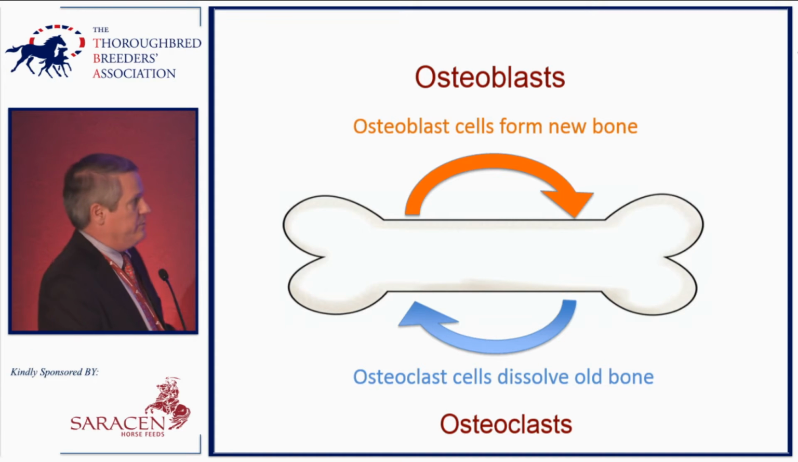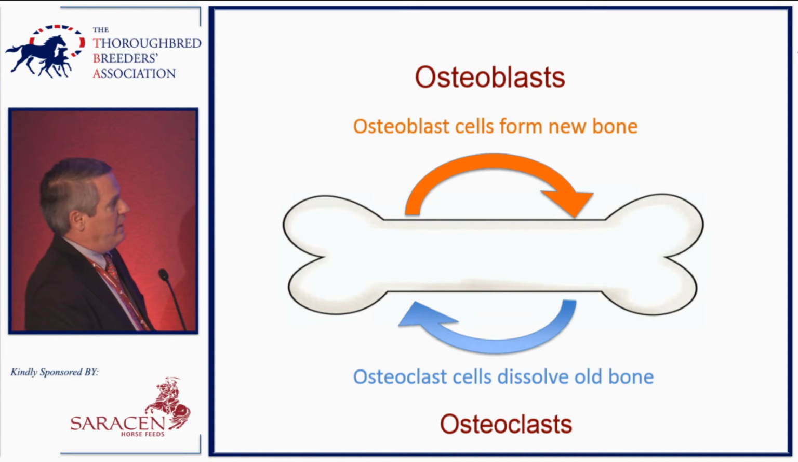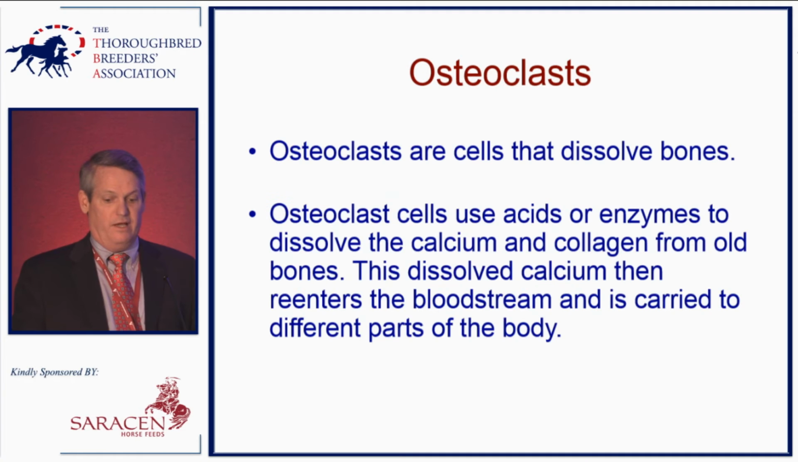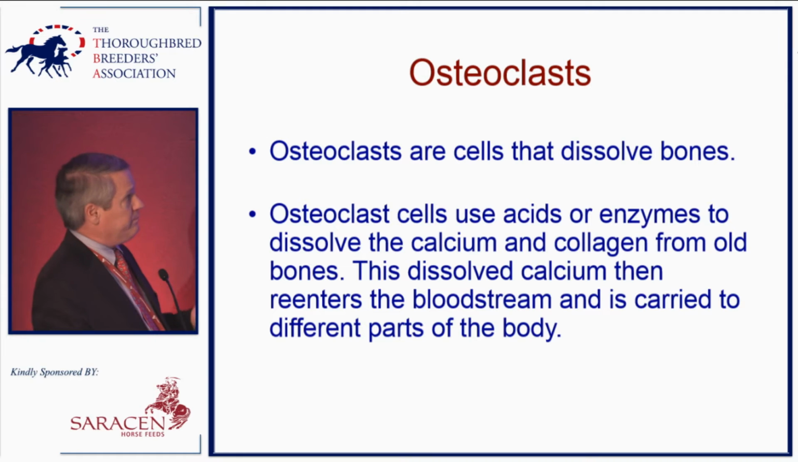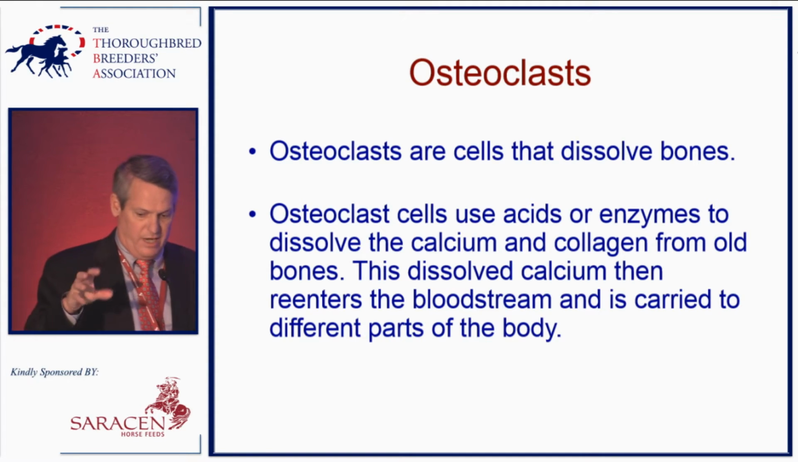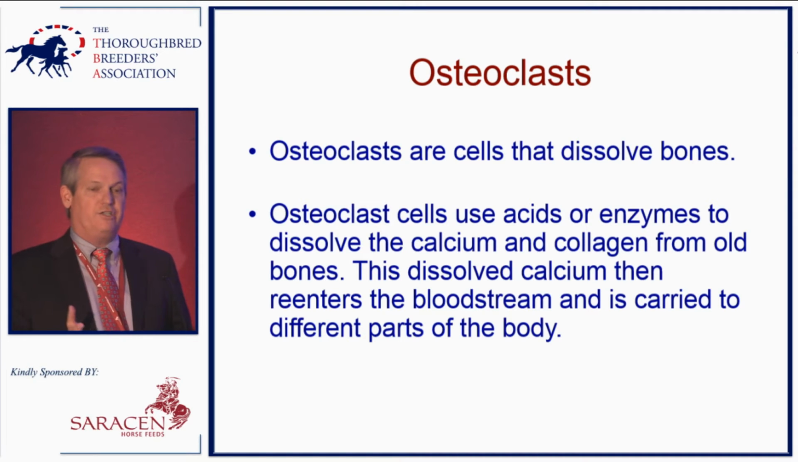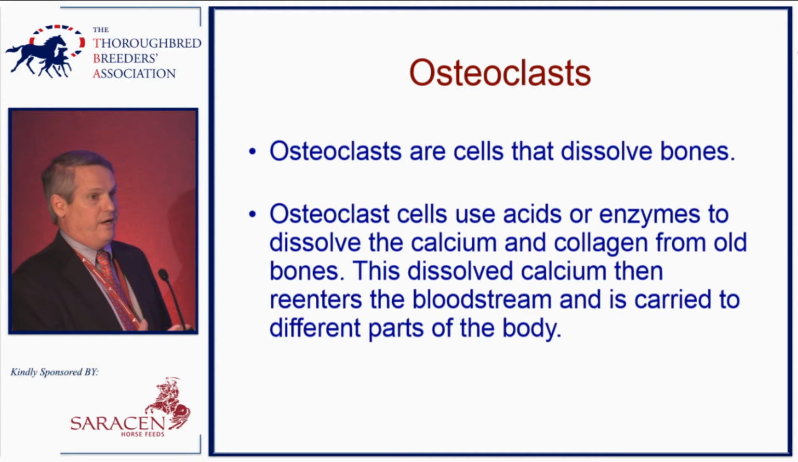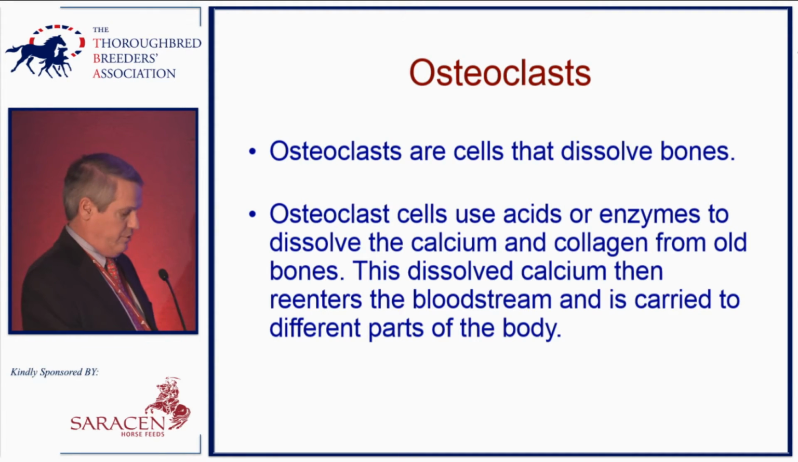And the way it remodels is there are cells called osteoclasts that dissolve old bone and cells called osteoblasts that form new bone. It's this turnover that causes bone to be remodeled and renewed. The osteoclasts are the cells that break down bone. They use acids and enzymes that dissolve the bone itself, the calcium and the collagen from the old bone. That calcium gets released into the bloodstream. Then it can be carried around to different parts of the body and be reused. And so there's a lot of turnover.